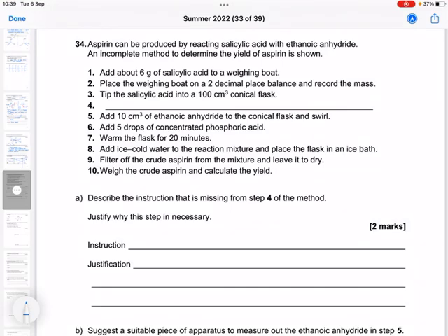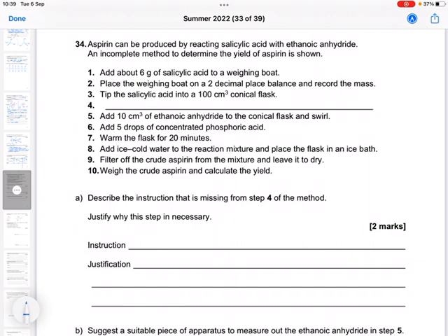Aspirin can be produced by reacting salicylic acid with ethanoic anhydride. An incomplete method to determine the yield of aspirin is shown. Okay, let me go straight to A and then we'll come back to the instructions. Describe the instruction that is missing from step 4 and justify why this step is necessary.